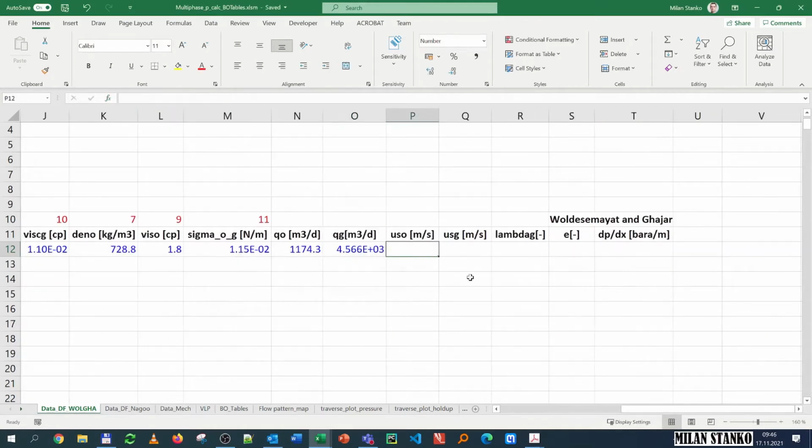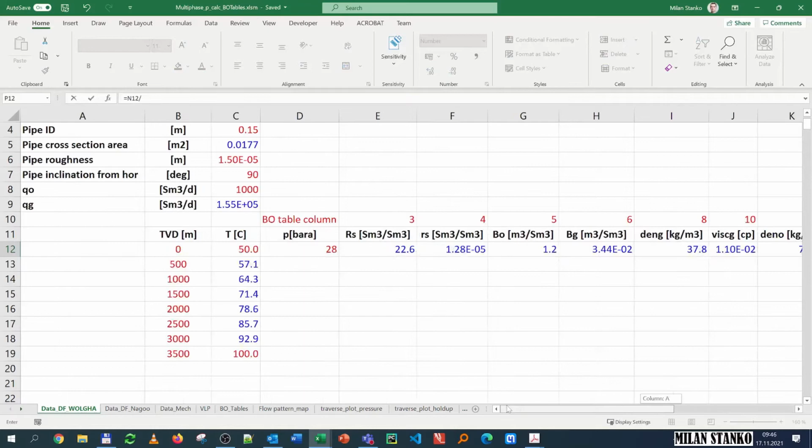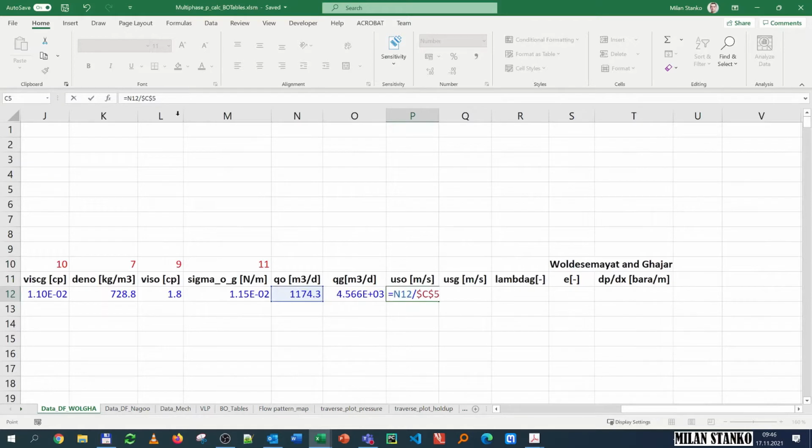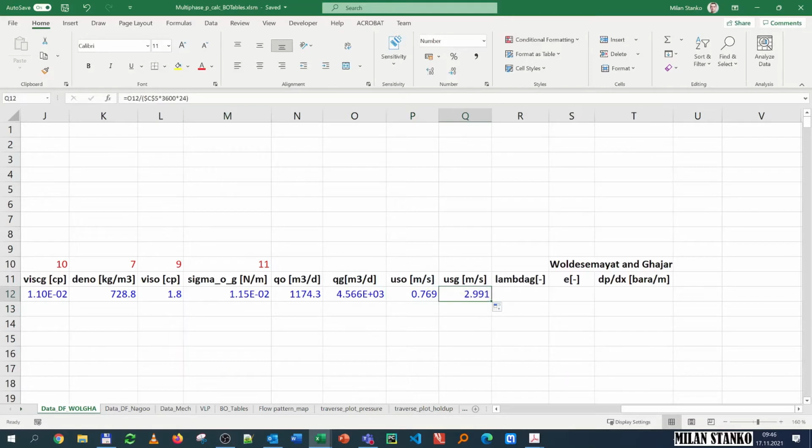Okay, so now I need to calculate the superficial velocity of oil, superficial velocity of water, gas. So then I divide this one by the cross-section area, which is here. And then I have to change the units because these are in days and these are in seconds. So then I should multiply times 3600 times 24 because I'm changing from days. And then I end up with this number, and I just drag it to the right to find out the gas. Okay, so you see the difference is not that much. So essentially here the gas is traveling very slow and the liquid is traveling also kind of slow.